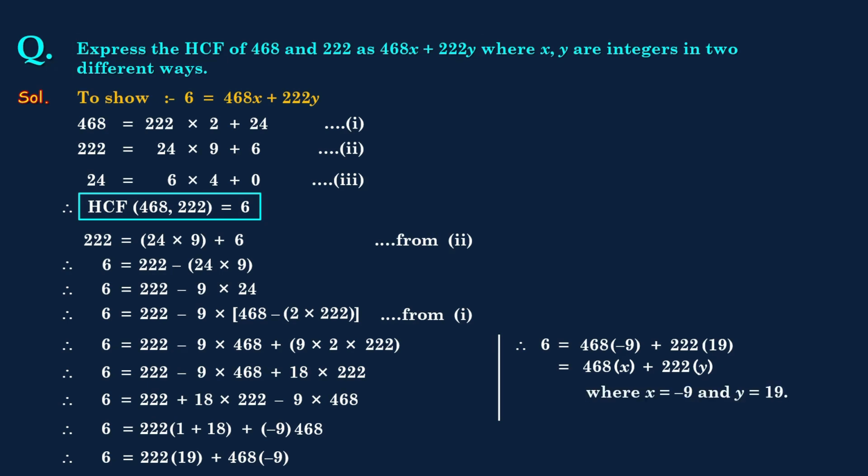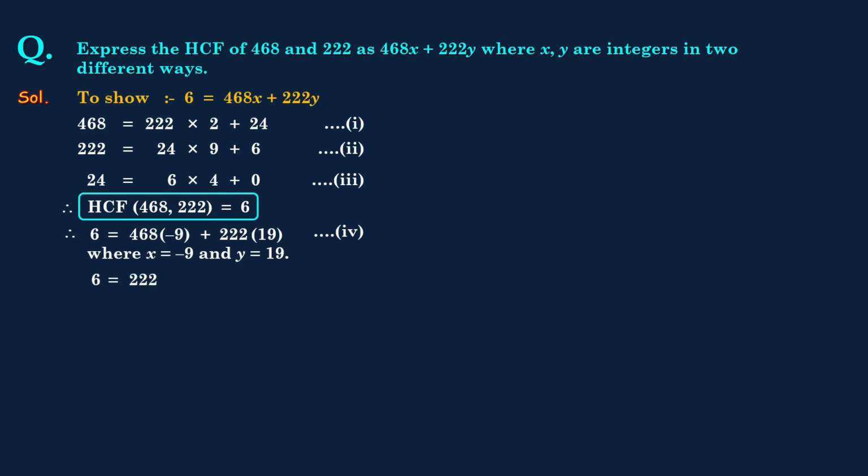Okay, and also x and y are integers, right? So this is the way we have to prove it. So basically whatever steps we have done in the Euclid's division algorithm, from there we derive this. So I hope this is clear, because this is a bit tricky problem. So 6 equal to 222 into 19. Now earlier we got what? Let me again go back. Okay, so we got 222 into 19 plus 468 into minus 9, right?